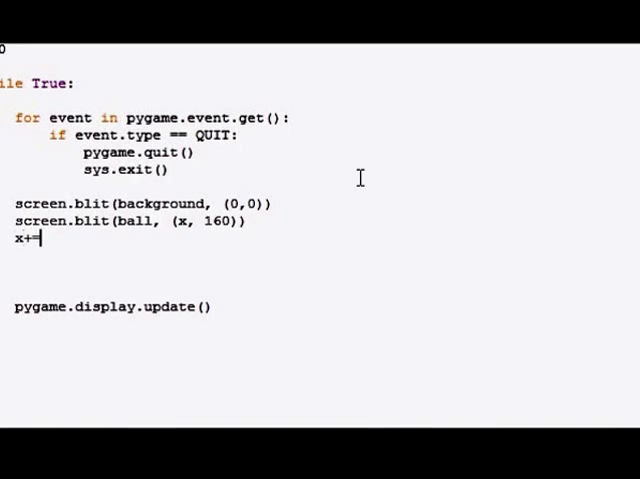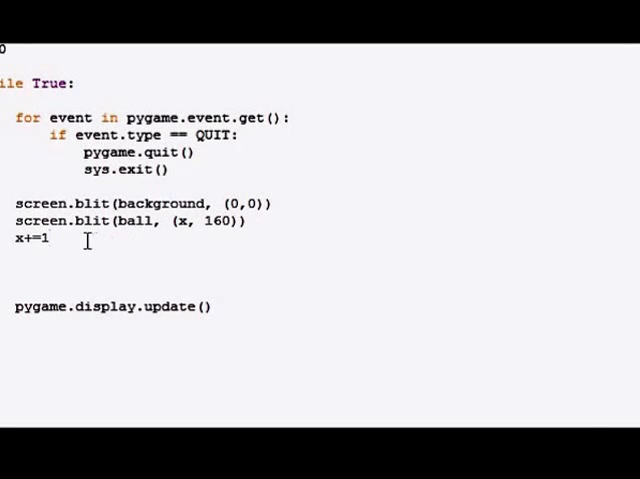x += 1. So now every time this loop refreshes, which should be every fraction of a second, we're going to add 1 to the x coordinate. So it's going to start out as 0, and then the coordinate is going to go 1, 160, then 2, 160, then 3, 160, and as these coordinates change, your ball is going to give the appearance of going left and right across the screen.